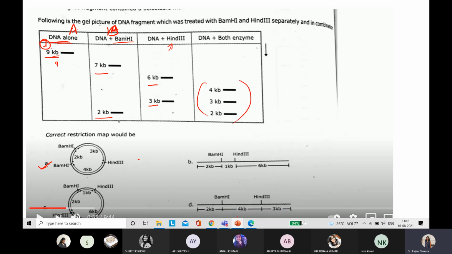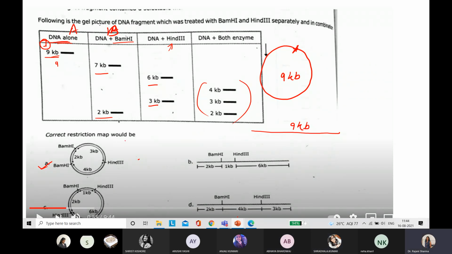Now, what will happen if it is circular DNA? This is a circular DNA of 9 kb. Now you cut with BamHI at this site. What will happen when you cut a circular rubber band with scissors? It just becomes linear. Will its length change? It will remain 9 kb. Am I right? Yes, ma'am. Understood?